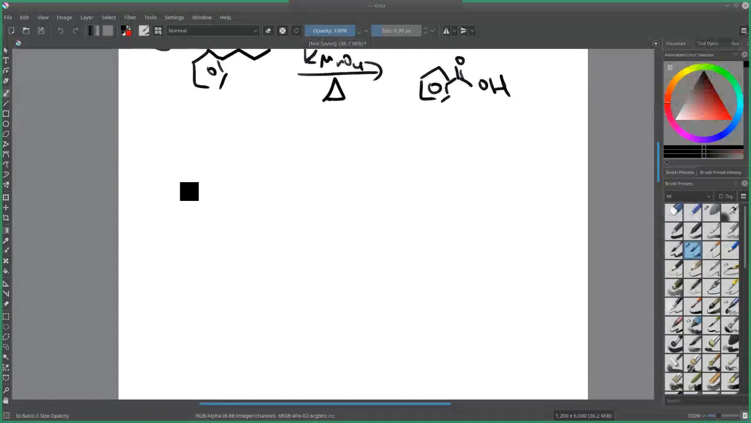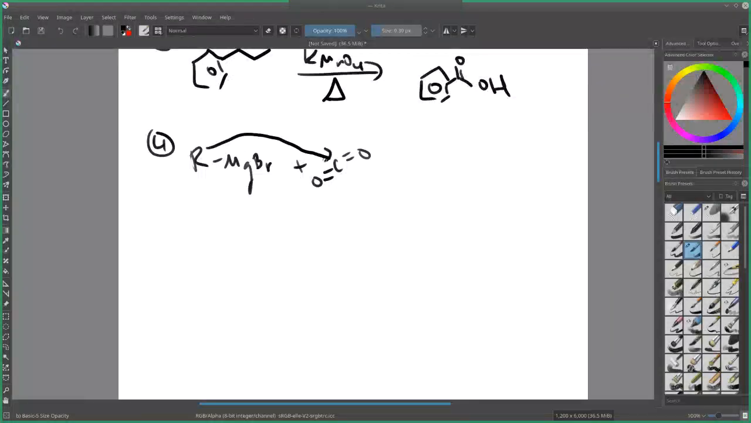This is not number 2, this is 4. So let's say you have a Grignard reagent. And then you give it CO2 gas. So from there you can get this guy to attack there. This will pop up, and then there you go. You just added a carbon and made it into a carboxylic acid.